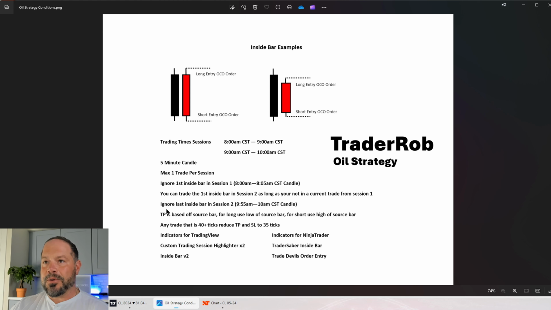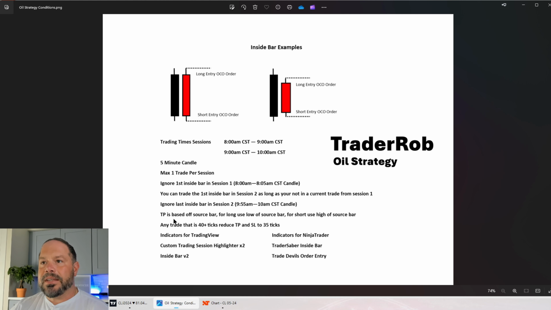Which one are you going to ignore? Well, you would ignore the last inside bar of session 2, meaning that if you get an inside bar at 9:55 a.m. that closes at 10 a.m., that invalidates it because our entry would then be at 10:01. And that is outside of the sessions that I am currently trading. Remember, maximum 2 trades.